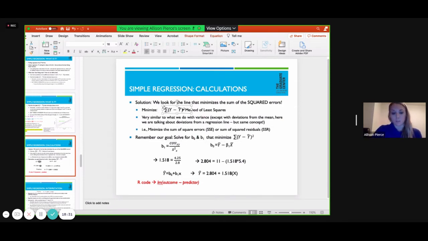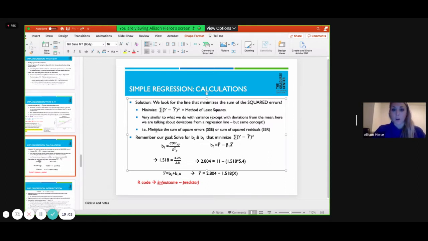the squared residuals here. This is referred to as the method of least squares. And so you might often see this called least squares or minimizing least squares, because we're trying to find the smallest squared residuals, essentially. So very similar to what we do with variance, except we're doing deviations from the mean there. And now we're talking about deviations from a regression line. It's the exact same concept.